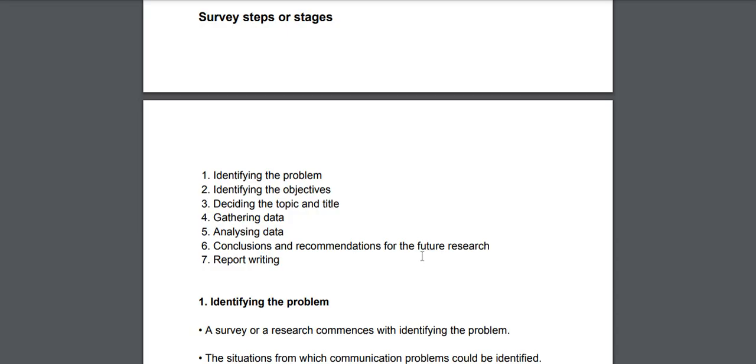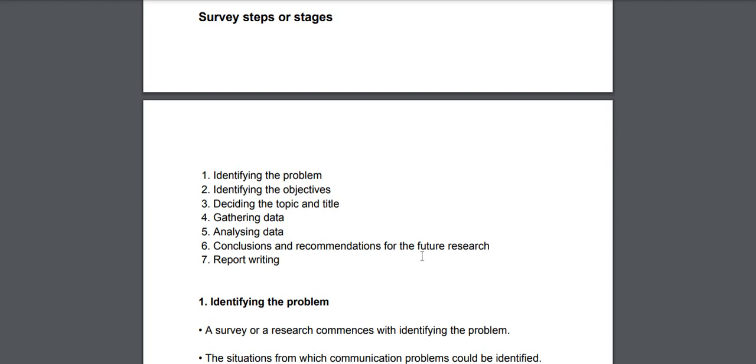First one, identifying the problem. Second one, identifying the objectives. Third one, deciding the topic and the title. Fourth one, gathering data. Fifth one, analyzing data. Sixth one, conclusions and recommendations for the future research. And the seventh one, report writing. Okay, so these are the things that you need to remember if you are going to do a survey.